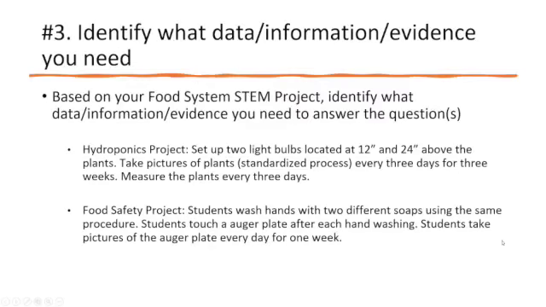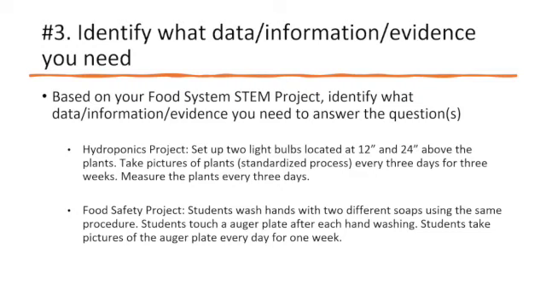So next, we're going to go to this third step, and we're going to identify what data, information, and evidence you need to now answer the question. So based upon the food system project that you have been working on or will be working on, identify what data, information, and evidence you'll need to answer the questions that you have. So using the hydroponics project as an example, you're going to set up two light bulbs located at 12 inches and 24 inches above the plants.